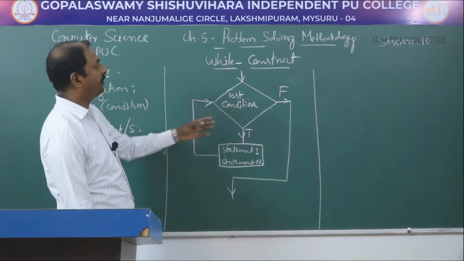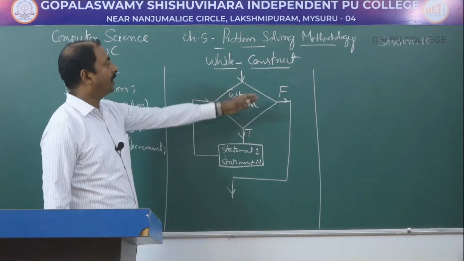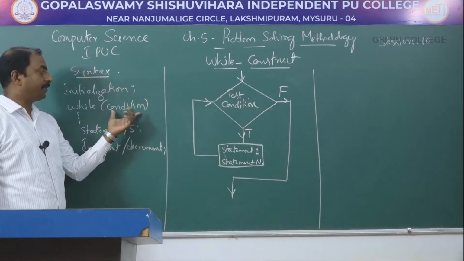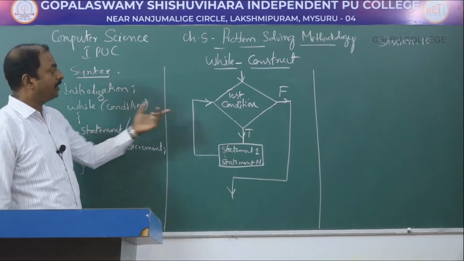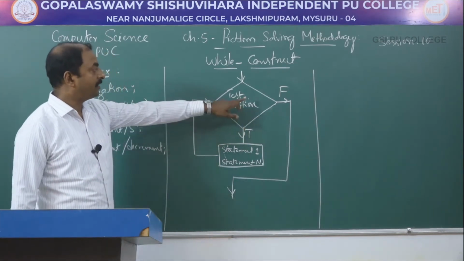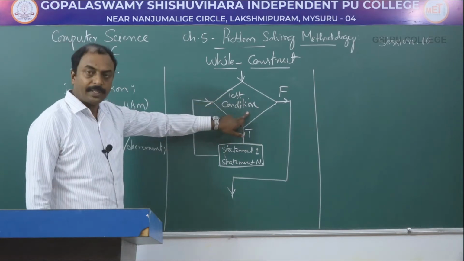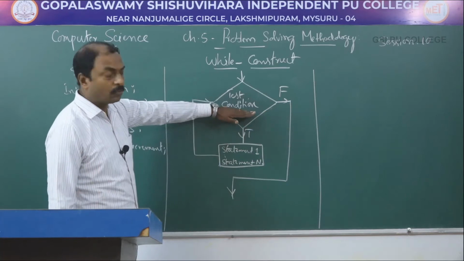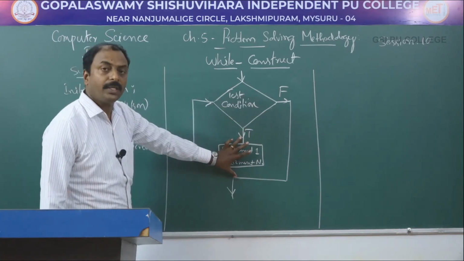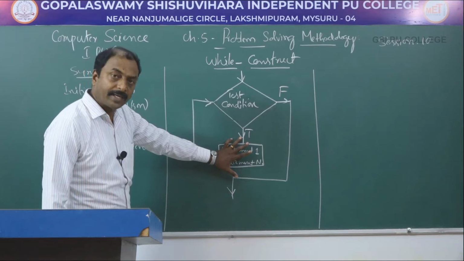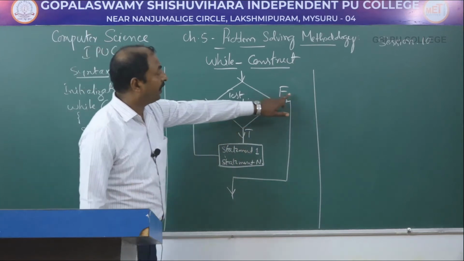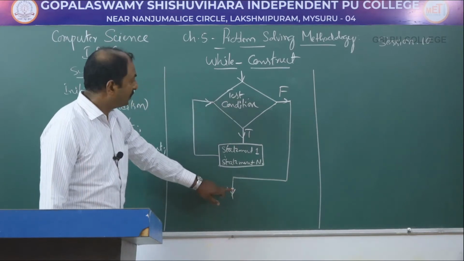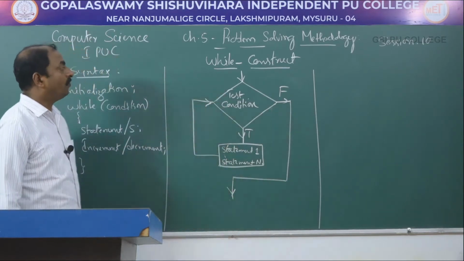Students, now let us see the flowchart of the while construct. Here, this is the test condition, which is what we are going to write here. Again, this test condition has two possible answers: one is true and one is false. If the condition is true, it executes the statements within the loop or within the brackets. If the condition fails, it will come out of this while construct. So this is the flowchart of the while construct.